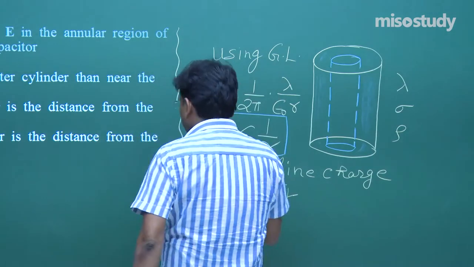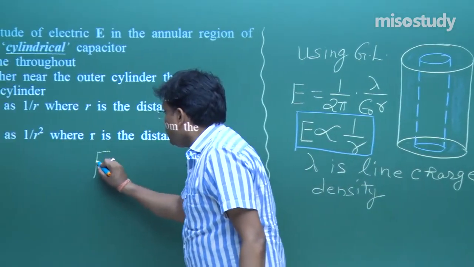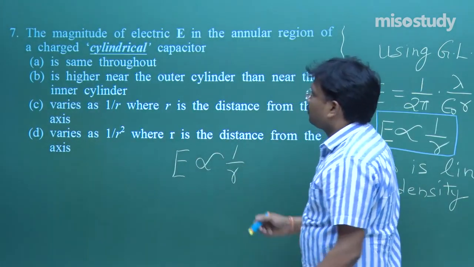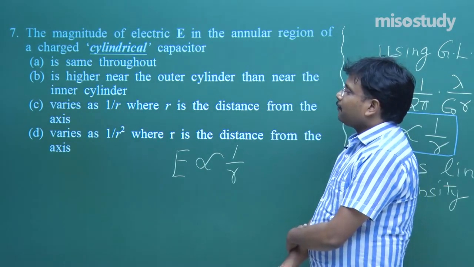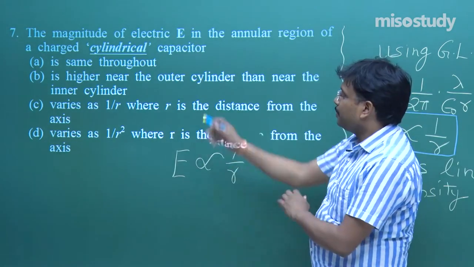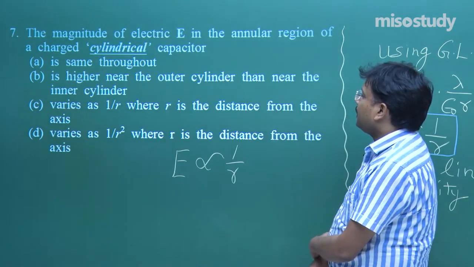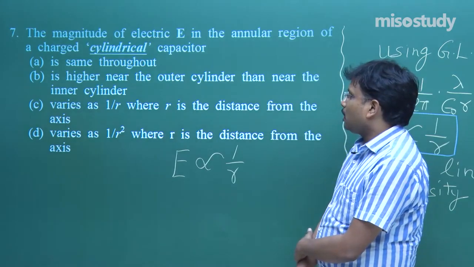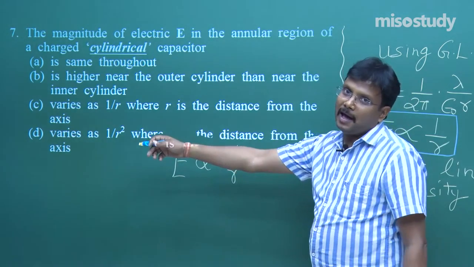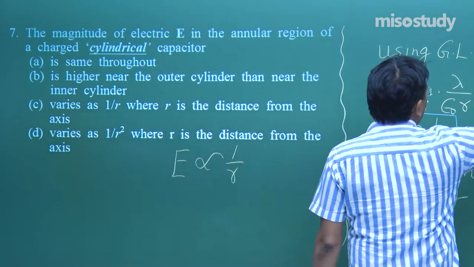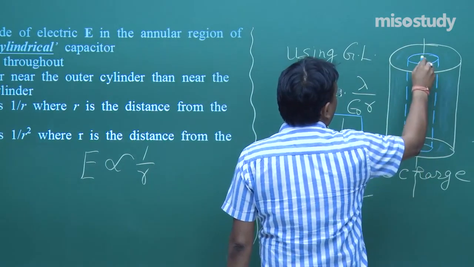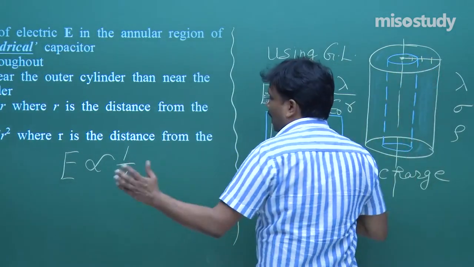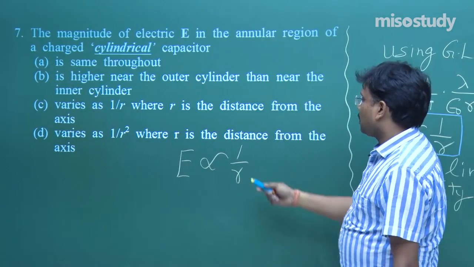Okay. So from here what relation do we have? E is directly proportional to 1 upon r. So now let us start. Is the electric field the same throughout? No. Is it higher near the outer cylinder than near the inner cylinder? No. It varies as 1 upon r, where r is the distance from the axis. So what I mentioned, this is your axis and this distance r is from the axis, maybe here, maybe here, maybe here, anywhere. So C is the correct option.